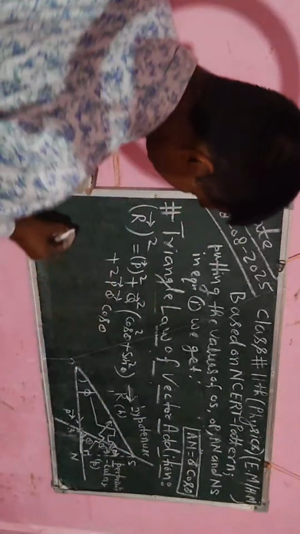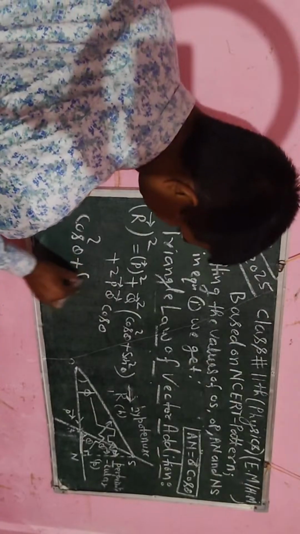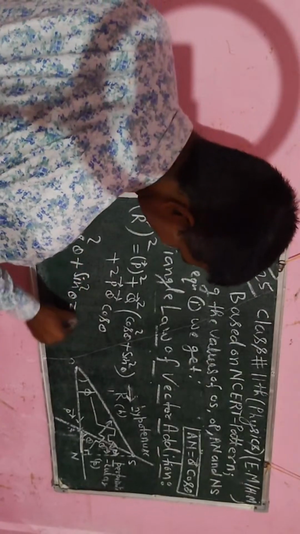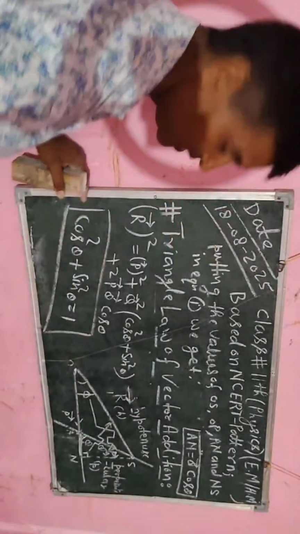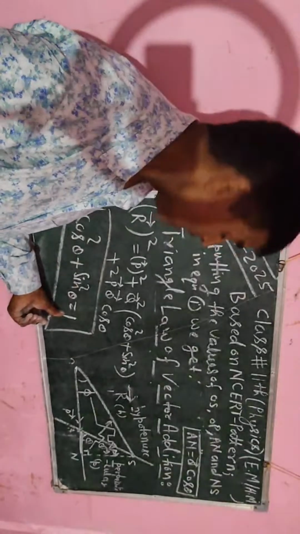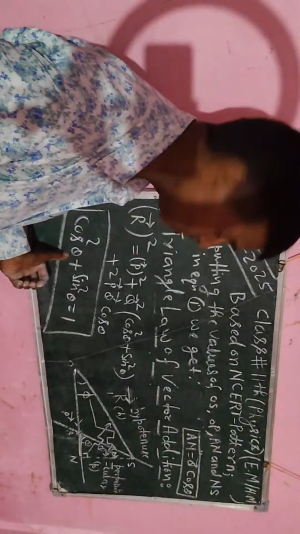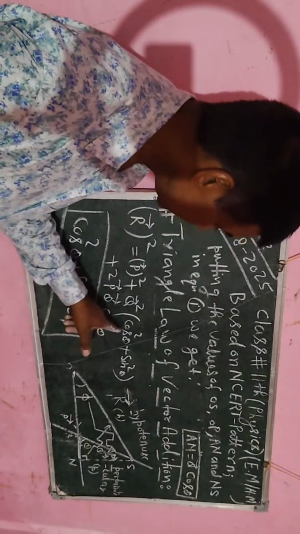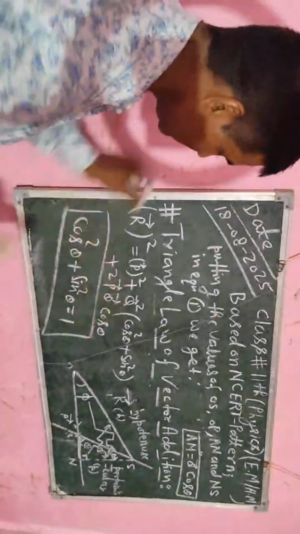I am going to erase this, and after erasing I will say, every student knows that cos square theta plus sin square theta has value 1. This is the trigonometrical identity, and we have to remember it. In the place of cos square theta plus sin square theta we have to put 1. It can also be written as sin square theta plus cos square theta. So in the place of cos square theta plus sin square theta I will use this identity and put 1.